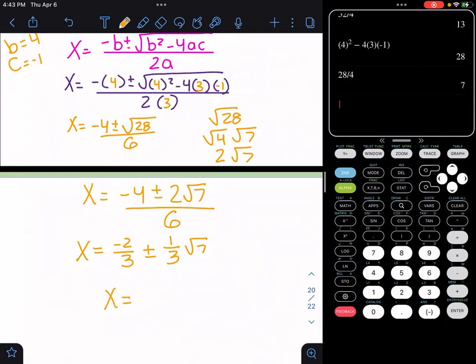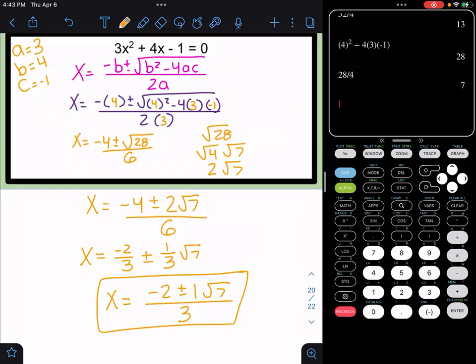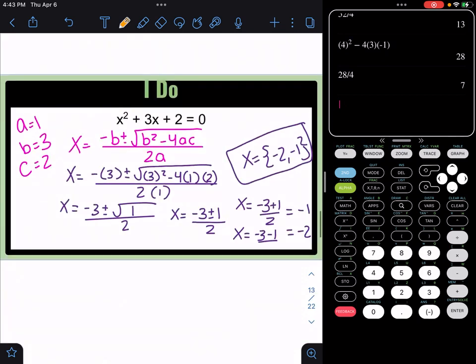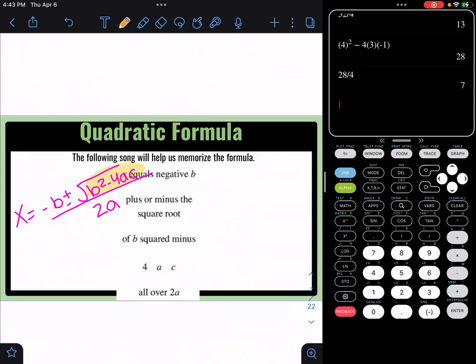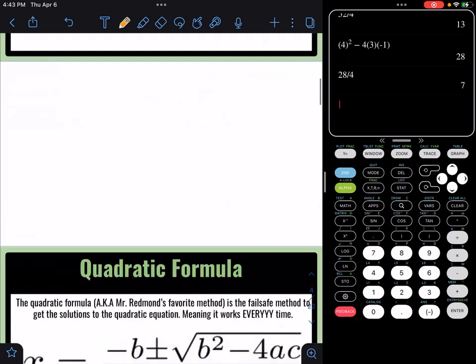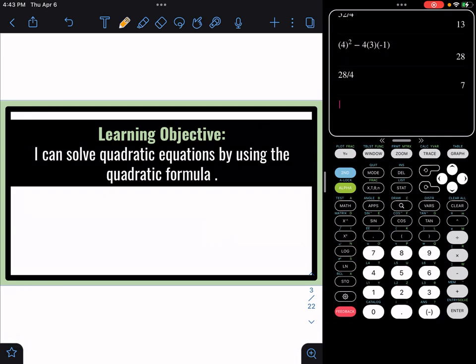And we could write that as one whole big fraction with 3 at the bottom, and then negative 2 plus or minus 1 square root of 7 on the top. This would be our final answer. So yesterday we were using the discriminant to tell us whether we're going to have 2 or 1 or 0 answers, and then whether they were going to be rational, irrational, unequal, or equal. And today we're actually finding what those actual answers are. And that is how we use the quadratic formula, x is equal to negative b plus or minus square root of b squared minus 4ac all over 2a, to tell us what x equals in a quadratic equation. And remember, this is a fail-safe method that works every time.